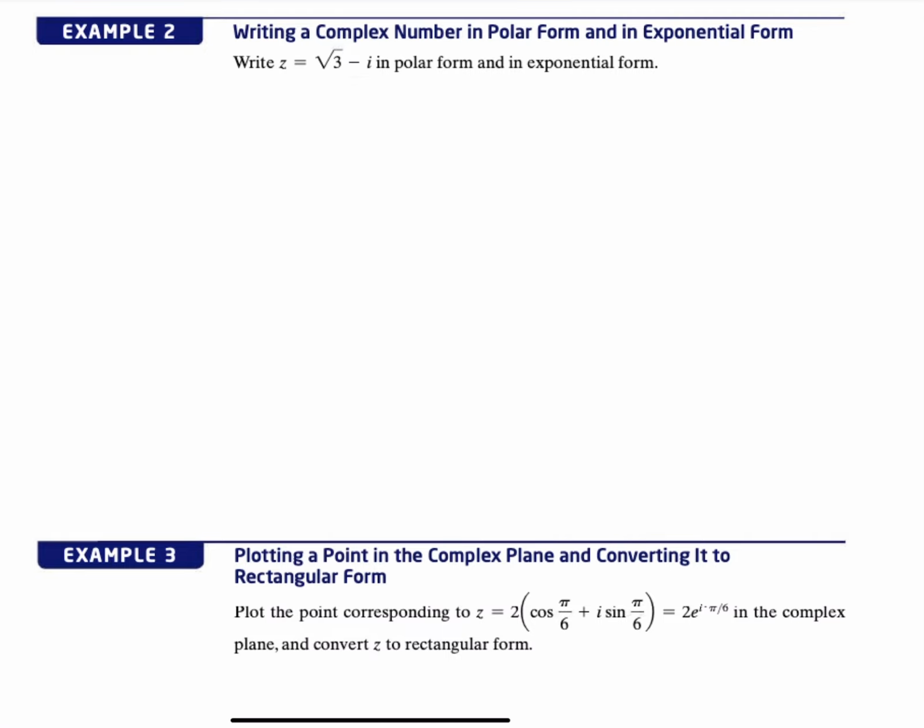In example 2, we're given a rectangular form, root 3 minus i, and it wants us to express this in polar and exponential form. So let's first identify what x is. x is root 3. y is negative 1. This was the point that we plotted earlier. Oops, not negative i, negative 1. It's just the number in front of the i.